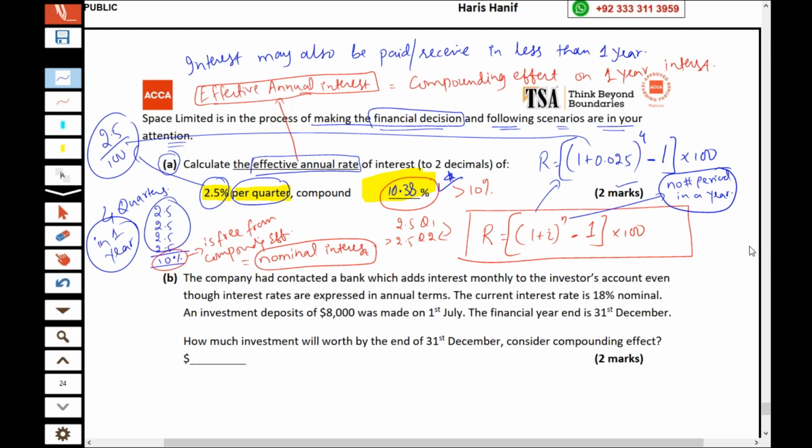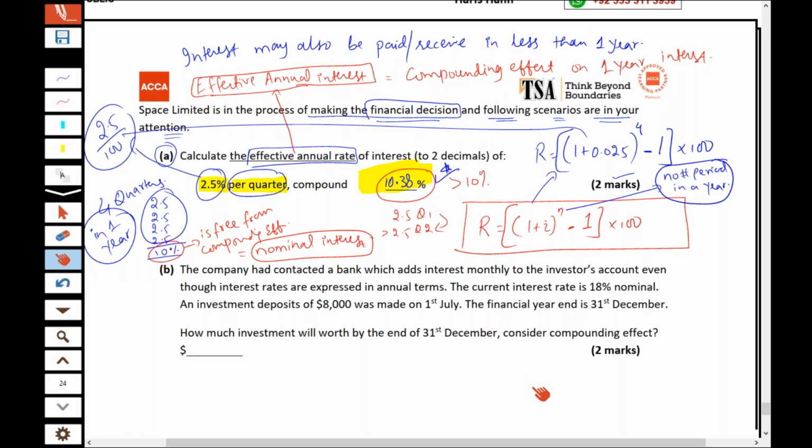Azhar Ahmed, is it now clear? Because there are 4 quarters. If it would be monthly interest, I would take the power of 12. Azhar Ahmed, I need your response. Is it now clear to you? Yes, Mr. Azhar. Okay, that's great. So effective annual interest means compounding effect on 1 year interest if the period is less than 1 year.